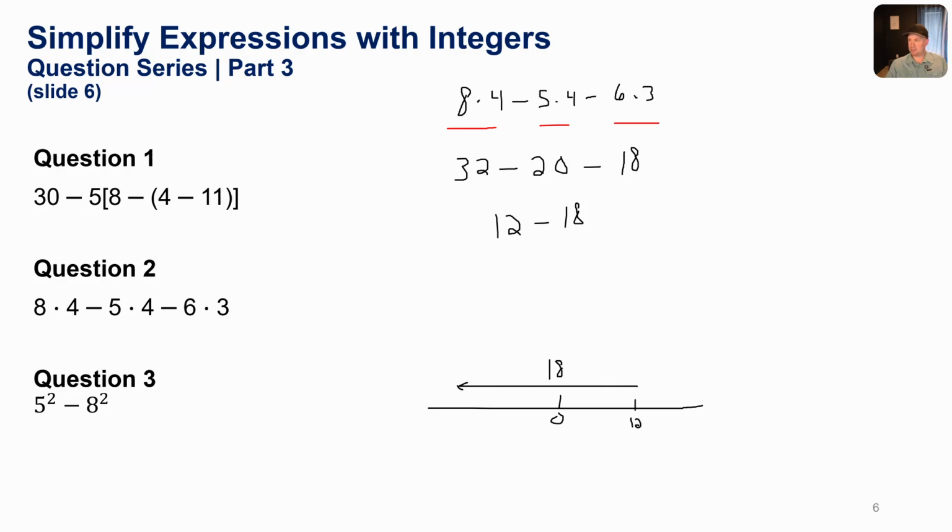Now again, it takes me 12 units to go from 12 to 0, right? And then I have another 6 units to go after that. So where I end up then is at a negative 6 here. Okay, so negative 6 is my result.